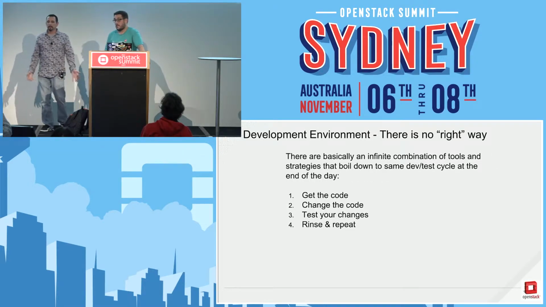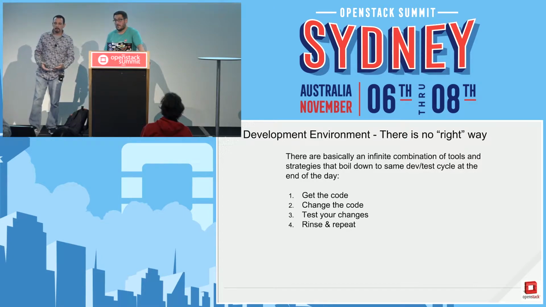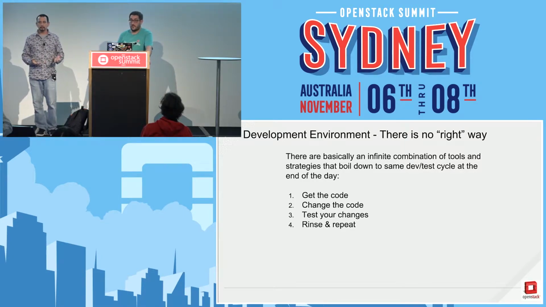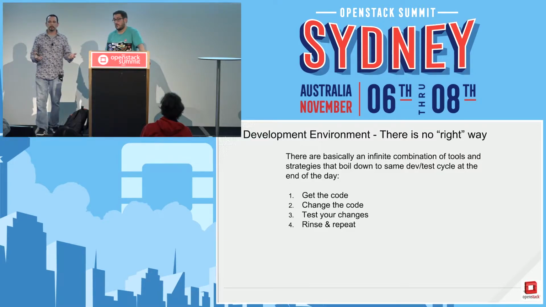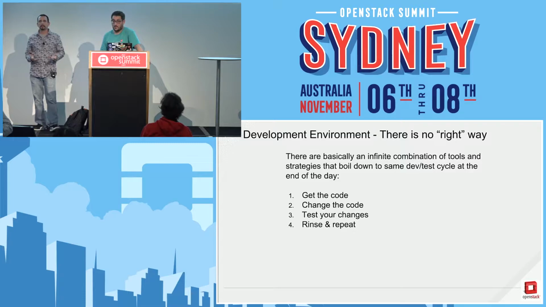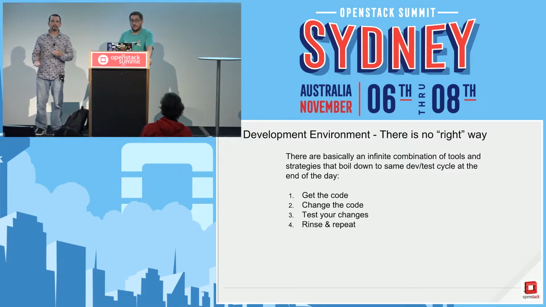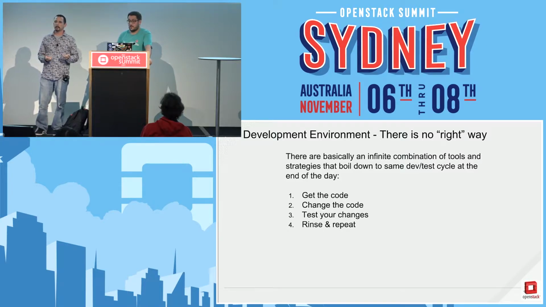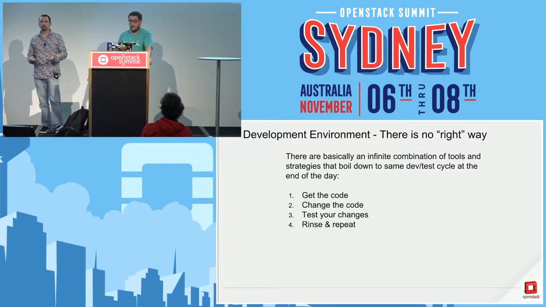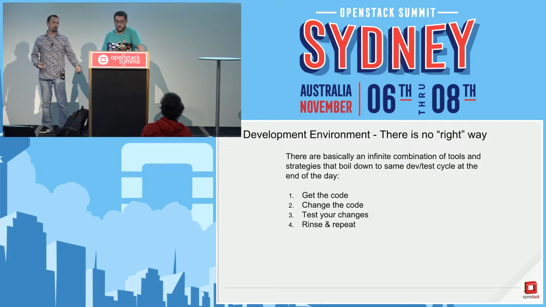So development environments, there's no right way of building a development environment. There are infinite combinations of way you can do your workflow. But we're all basically doing the same things, right? We get the code. We want to make some kind of change to that code or fix a bug. We deploy that change and see if it works. If it doesn't work, we repeat that process.